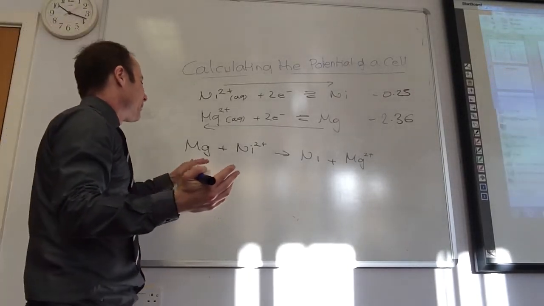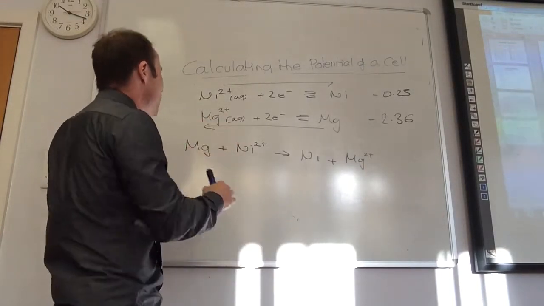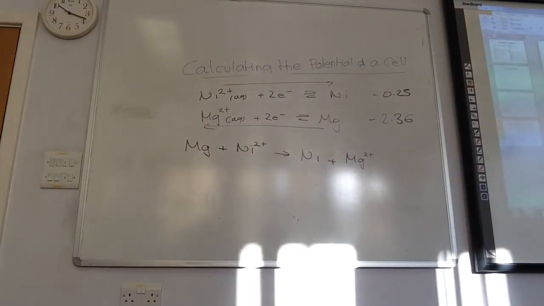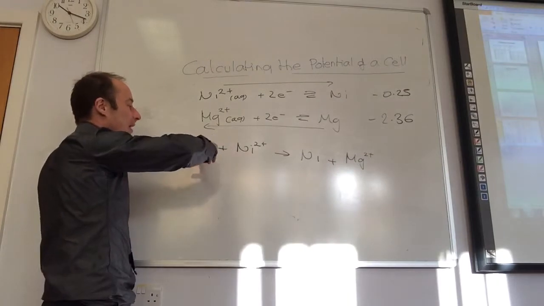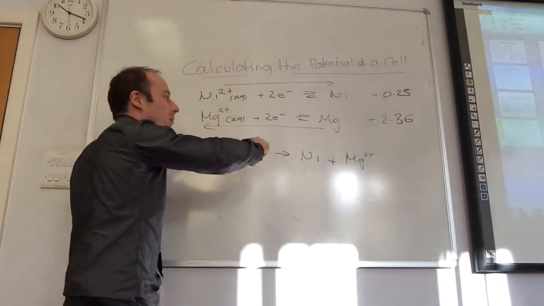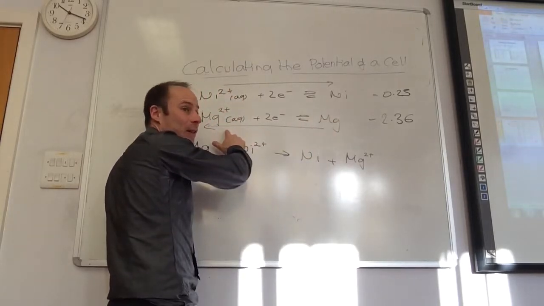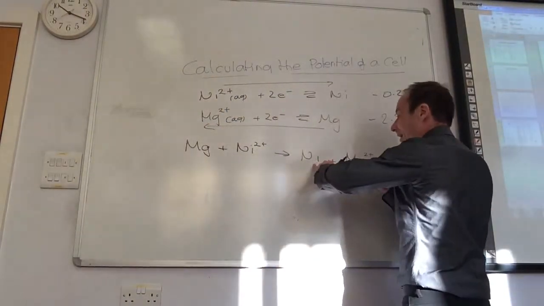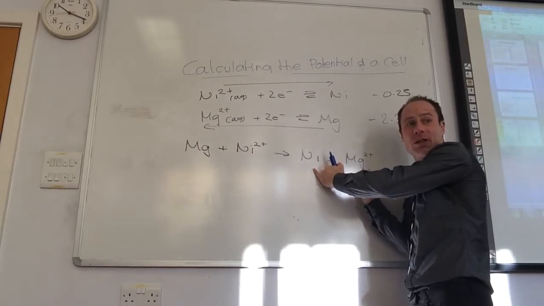But what's the question that you get asked? Well, what reaction will take place? So they may say, will magnesium react with nickel 2+? Yes. And the reason being, yes, magnesium will react with nickel 2+ because this one will go from left to right and this one will go in reverse. So it's comparative. However, if I took nickel and magnesium 2+, that wouldn't work because they're my products.